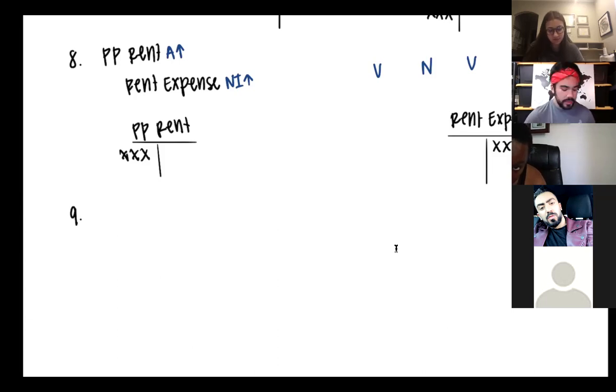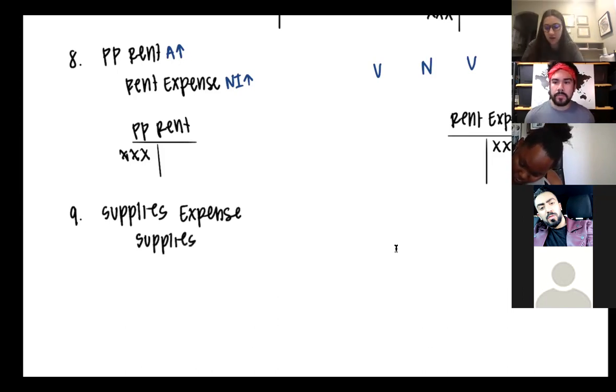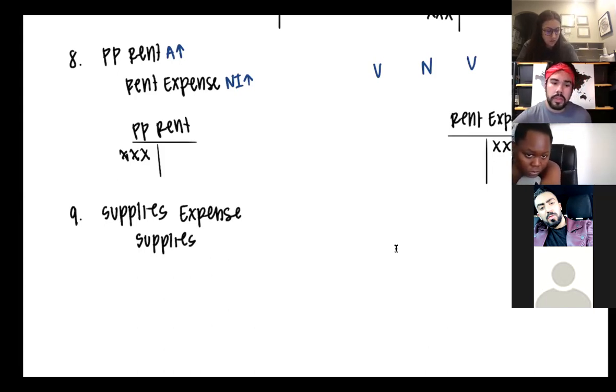Since they use up supplies throughout the year, expensing their supplies, it will be a debit to supplies expense and a credit to supplies. Because if you had bought 3,500 and ended up with 500 at the end of the period, then obviously you used 3,000 of it. So you have to lower that by expensing it. Expenses affect your net income and supplies affects your assets. That's going down, that's going down.